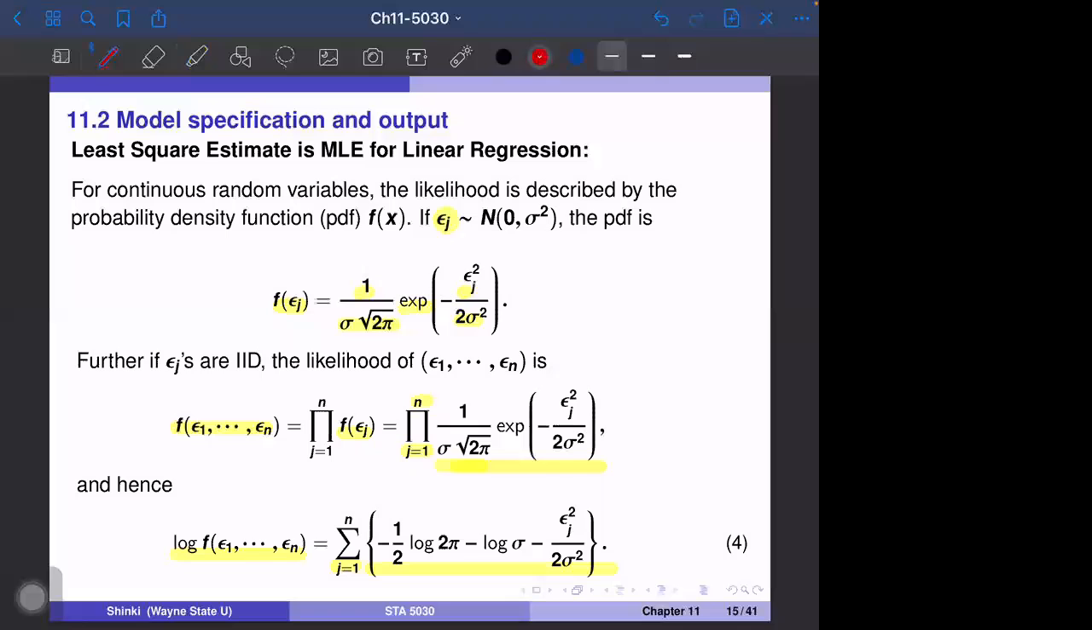And the linear model is y equals x beta plus epsilon. But anyway, we want to minimize the error size, to be exact, we want to minimize the sum of epsilon j squared. So that is the criterion to estimate beta.